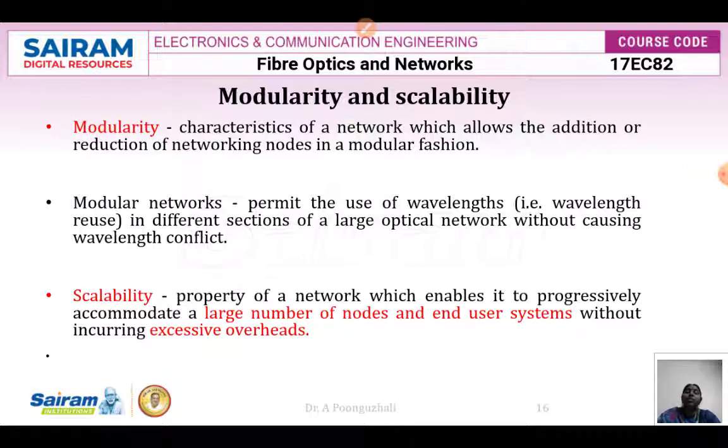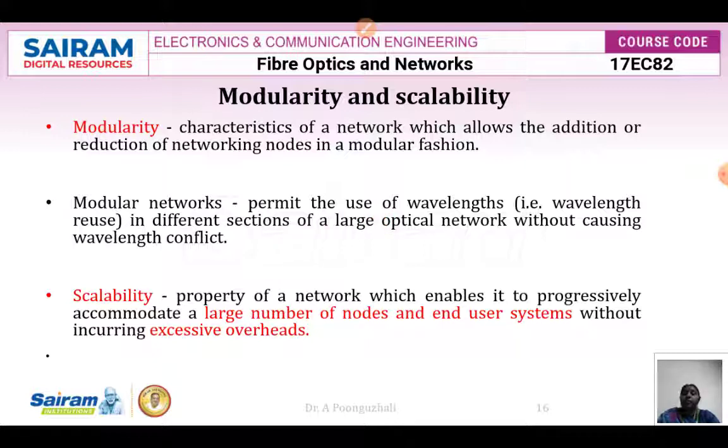Next, modularity and scalability. Modularity defines a characteristic of the network which allows the addition or reduction of networking nodes, and this is done in a modular fashion. Modular networks use wavelengths, so we can have the optical network without causing a wavelength conflict. That means that when I use the wavelengths, they can be reused in different sections, so that there is no interference between the wavelengths.